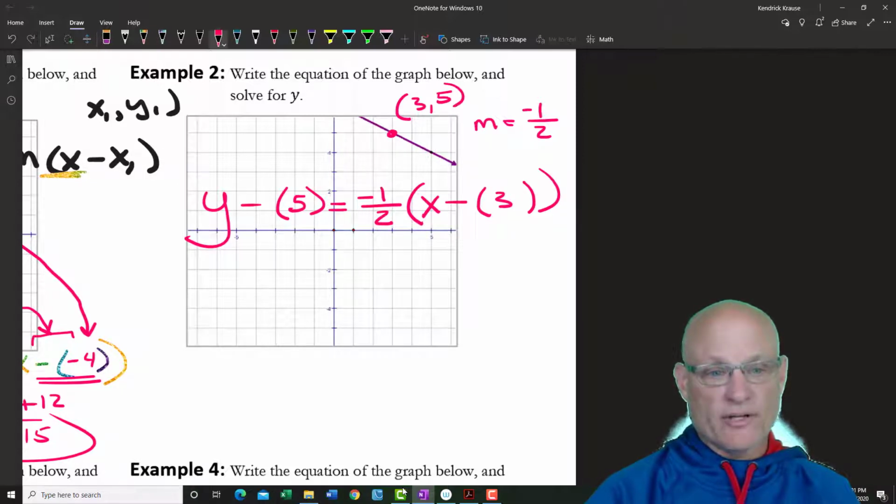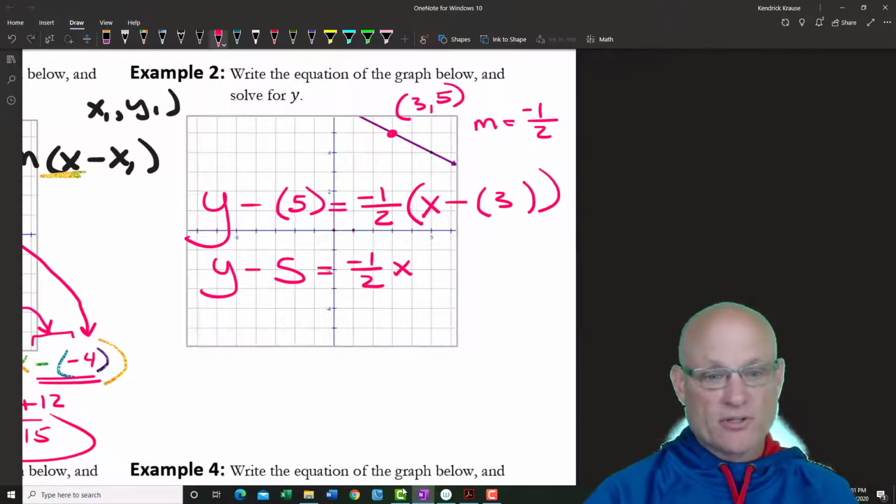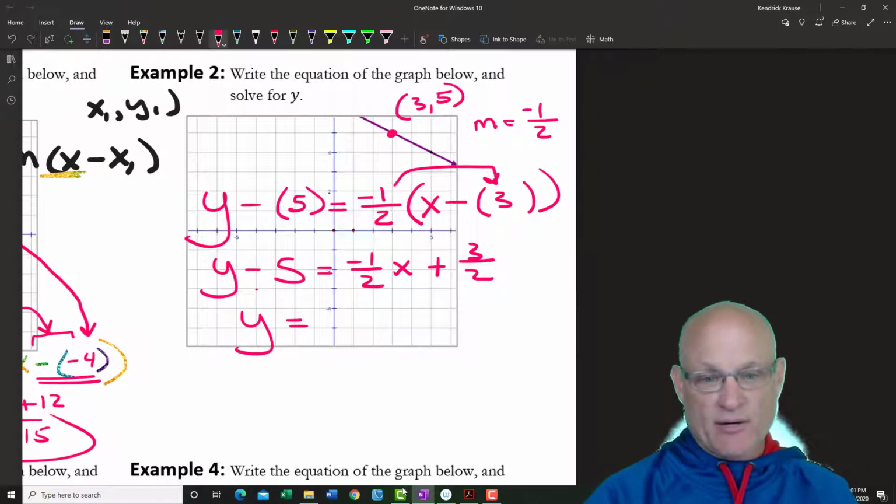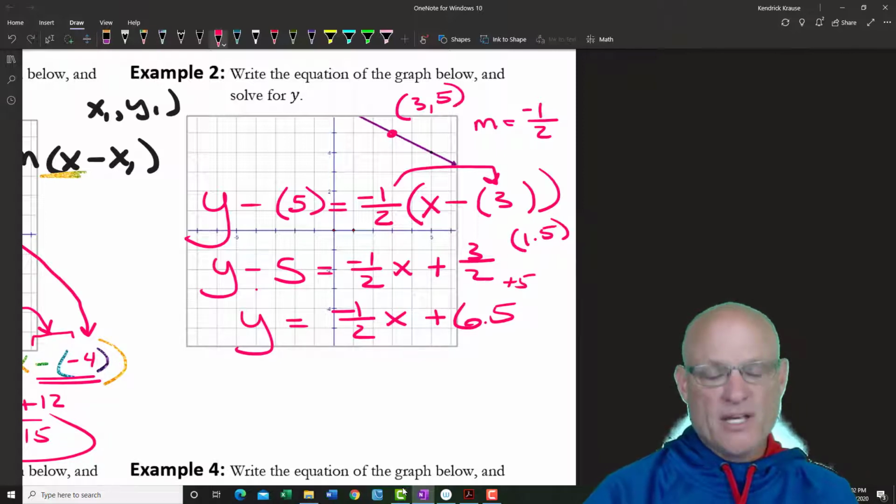All right, let's see what we got here. So this is just y minus 5 equals negative 1/2 x plus, negative times negative is positive, 3/2. Oh yeah, it's really 1.5. Then I add 5 to both sides, and I get y equals negative 1/2 x plus 6.5. If you don't like 6.5, put 13/2. I don't really care.